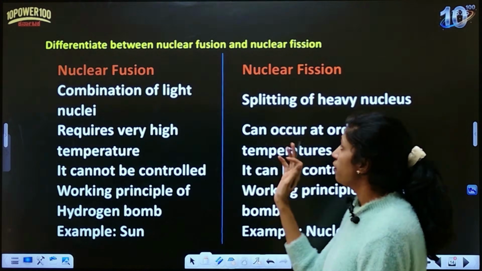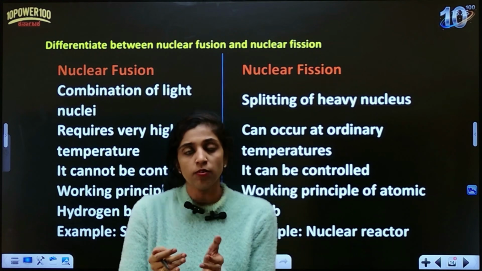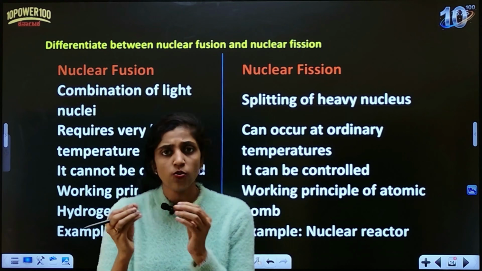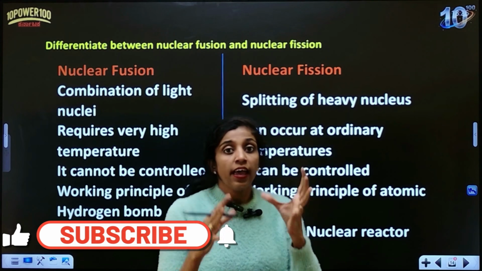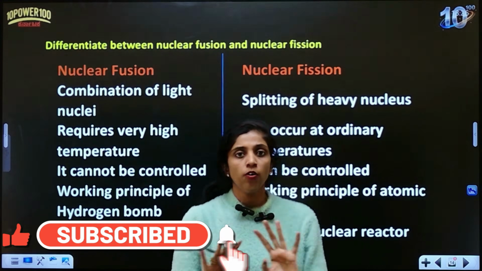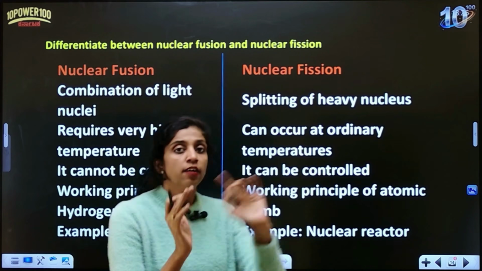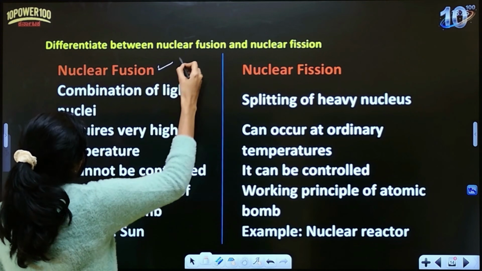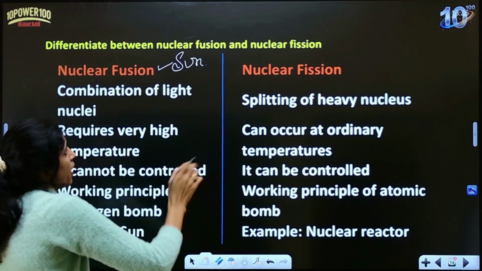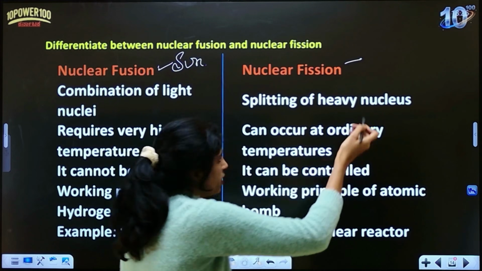Differences between nuclear fusion and nuclear fission. The name itself tells, fusion means what? You are combining, where lighter nuclei will combine to form a heavy nucleus. But fission is what? Heavy nucleus will split into two or more lighter nuclei. The name itself tells that. Fusion is combining, fission is splitting. So fusion means, remember the example of the sun. And nuclear fission means you can remember the nuclear reactor or atomic bomb, all these things you can remember.